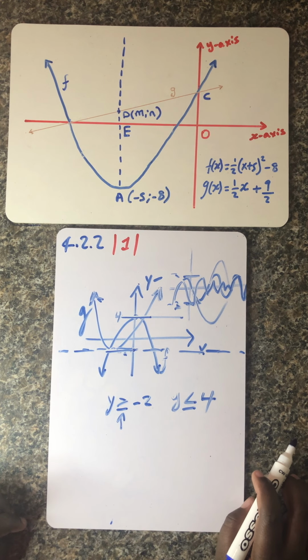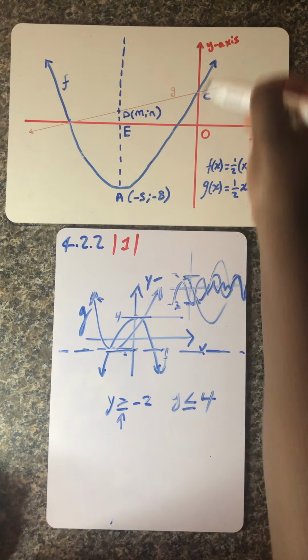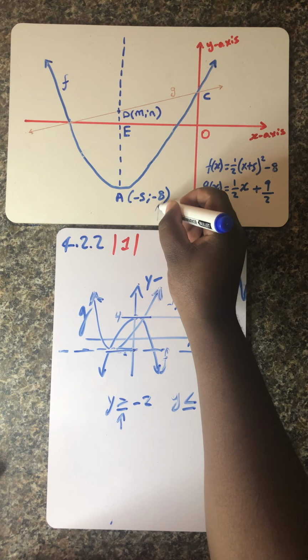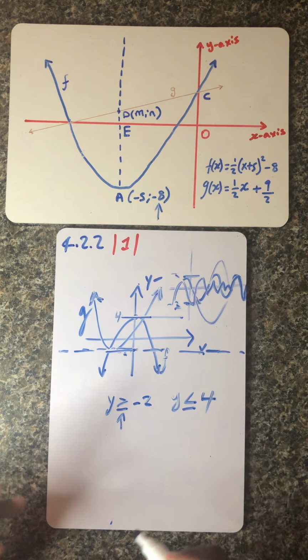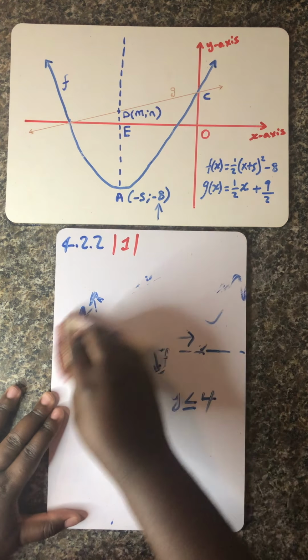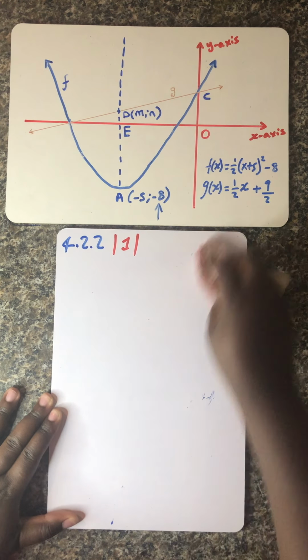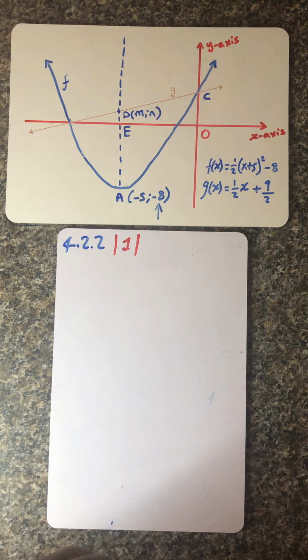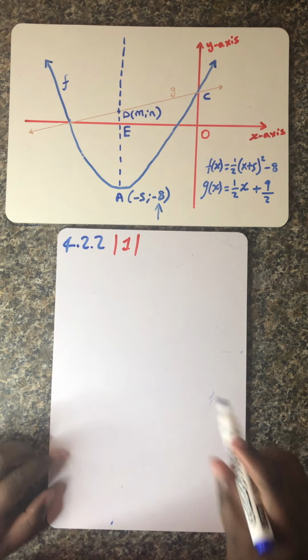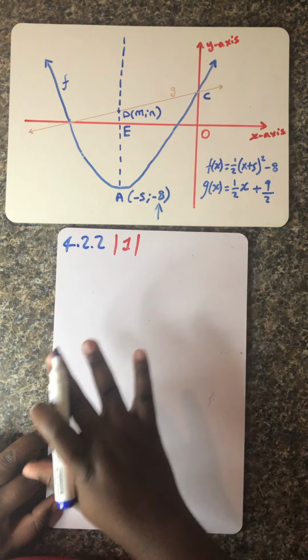So I assume at this stage you are able to see that when we talk about the range, at all times we refer to the y value. So in answering question 4.2, that's why it's allocated the smallest mark. It's allocated 1 mark. That means it's not that complicated, because this graph is going up.